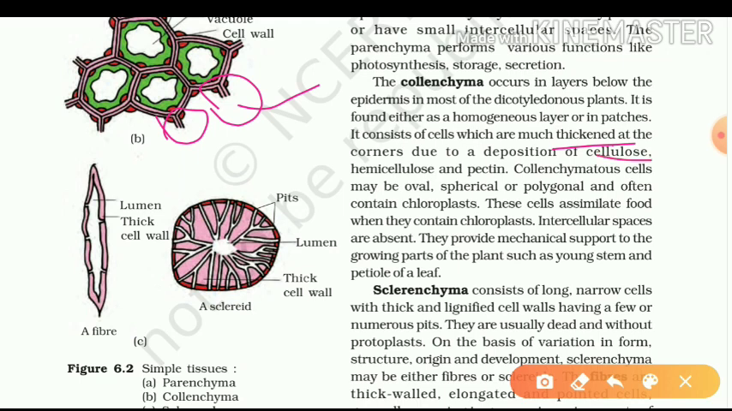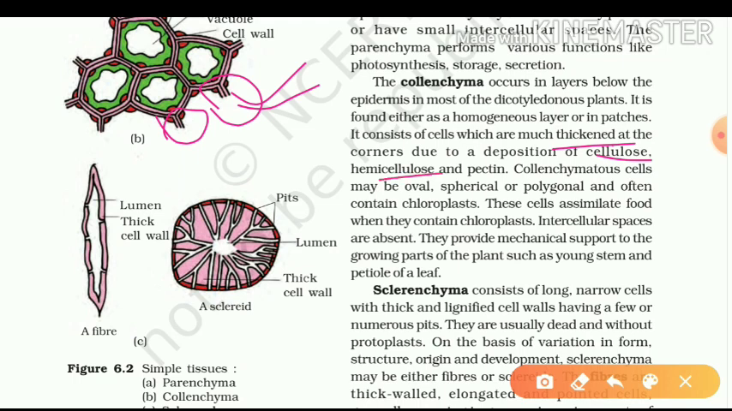So guys, here there is a difference between parenchyma as well as collenchyma. We have discussed parenchyma, where the body is made up of cellulose, but it is not thickened. It is a thin wall. Whereas in collenchyma, it is thickened. Why is it thickened? Due to deposition of cellulose at that part. So here the deposition of cellulose occurs. That's why it is very thickened.